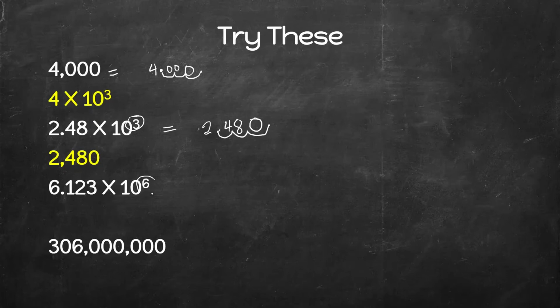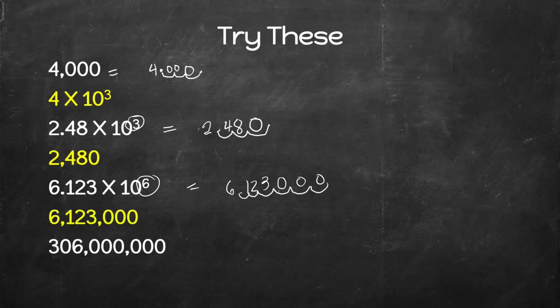Another example, 6.123 times 10 raised to 6. Positive siya, so move to the right. So, 6.123. Mag-move tayo ng 6 na beses. 1, 2, 3, 4, 5, 6. Ayan. So, we have 6,123,000. And the last one, we have 306 million.